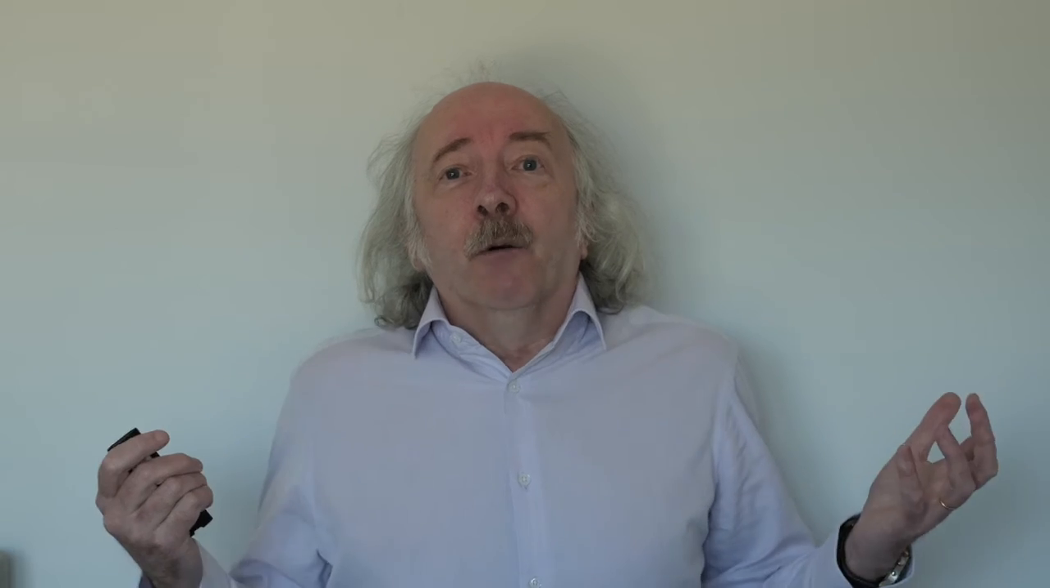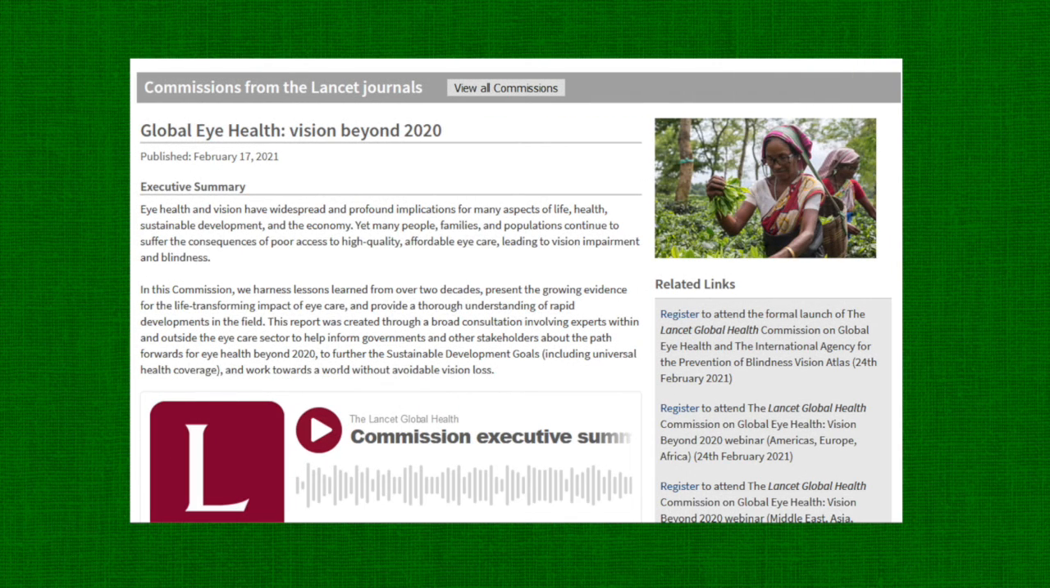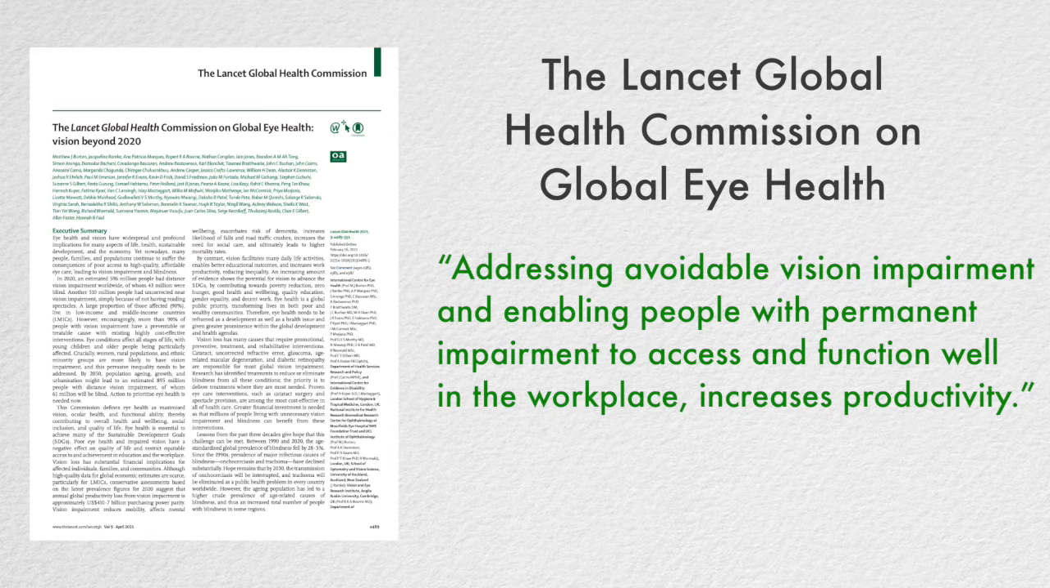How would you summarise that? Well, keep it simple. Article in The Economist, Wear Glasses Earn More. That was its title, feeding off the PROSPER trial. It also informed part of the Lancet Global Eye Health Commission's report, which came out earlier this year. And one of the statements in that report is very simply addressing avoidable vision impairment and enabling people with permanent impairment to access and function well in the workplace increases productivity. And that is because of the PROSPER trial.